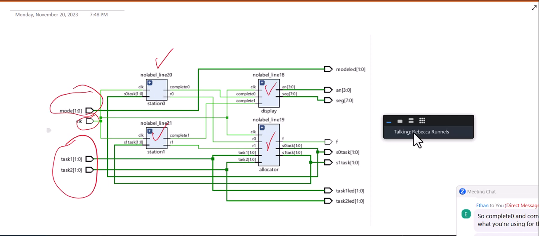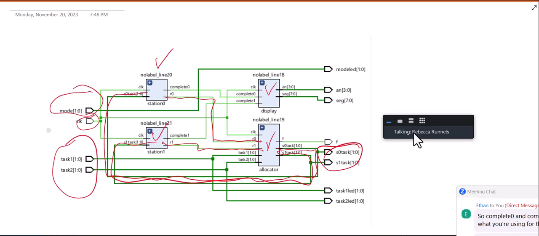And then my stations, station 0 has an output R0 that goes to the allocator that says whether it's busy. Station 1 has an output R1 that goes to the allocator saying whether it's busy. And then the allocator outputs a task for station 0, and it outputs a task for station 1. These LEDs right here are just what I was using for debugging, so I can see what it thinks it's doing. You're not supposed to have that in your final one, I don't think.